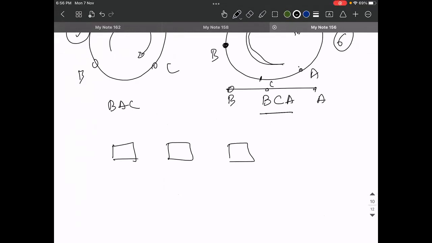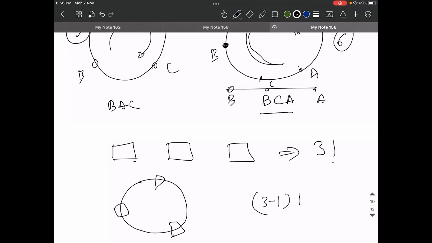Understood this thing? If it was linear permutation, just a linear seat, 1, 2, 3, you will just write 3 factorial. So the permutation will be 3 factorial. But here, when you have circular permutation with 3 seats, what you are writing is 3 minus 1 factorial, that is 2 factorial. Only 2 different arrangements you will be getting. Understood? Yes or no? If not, I'll explain again.